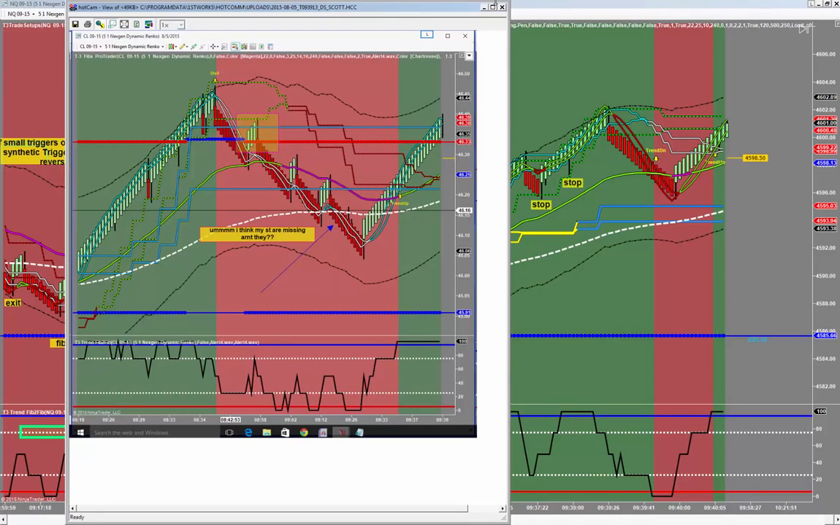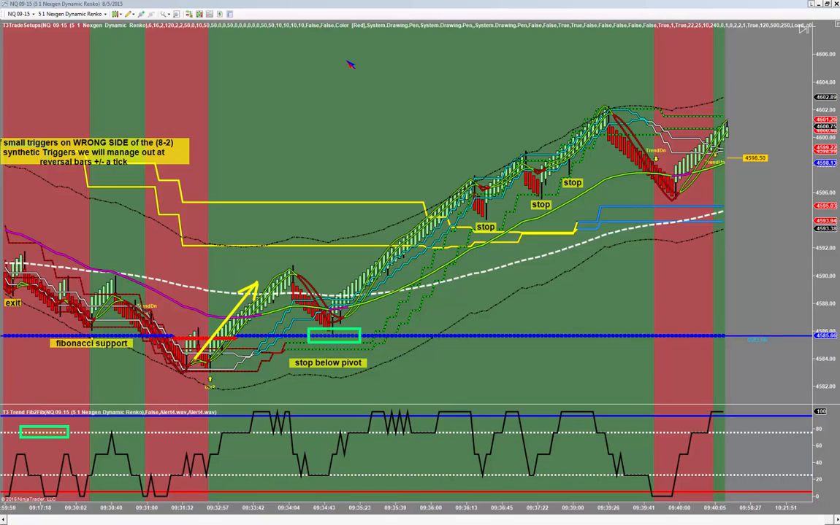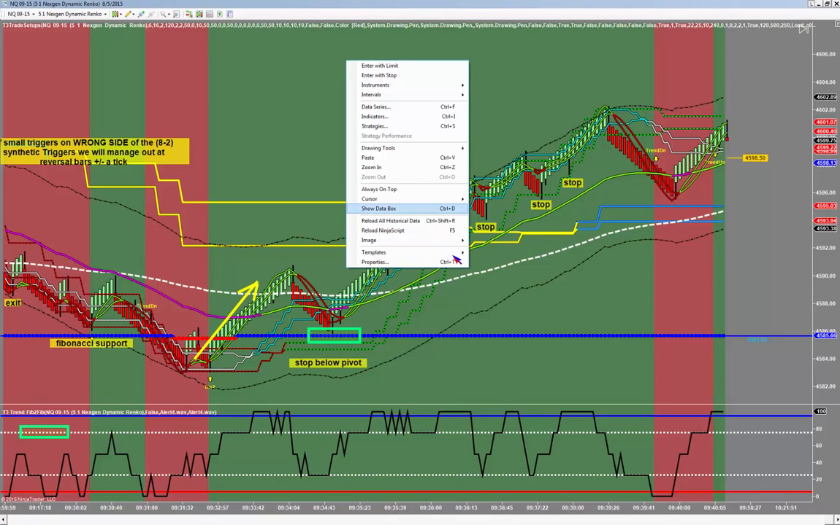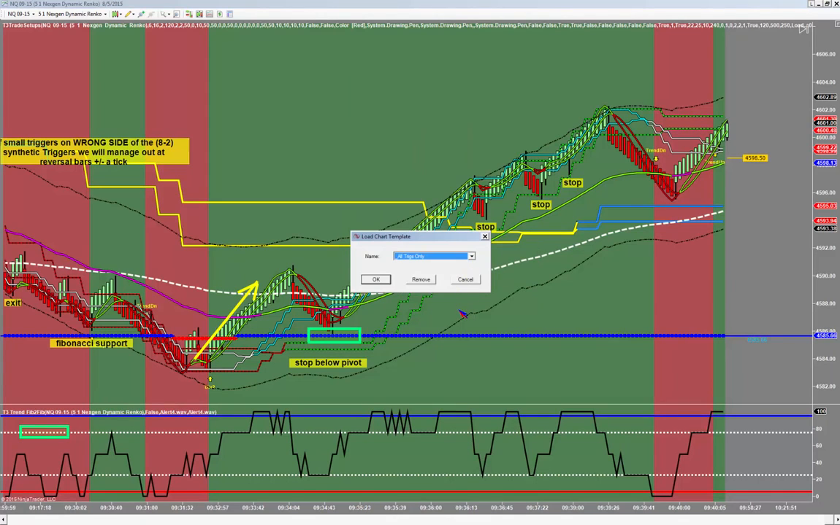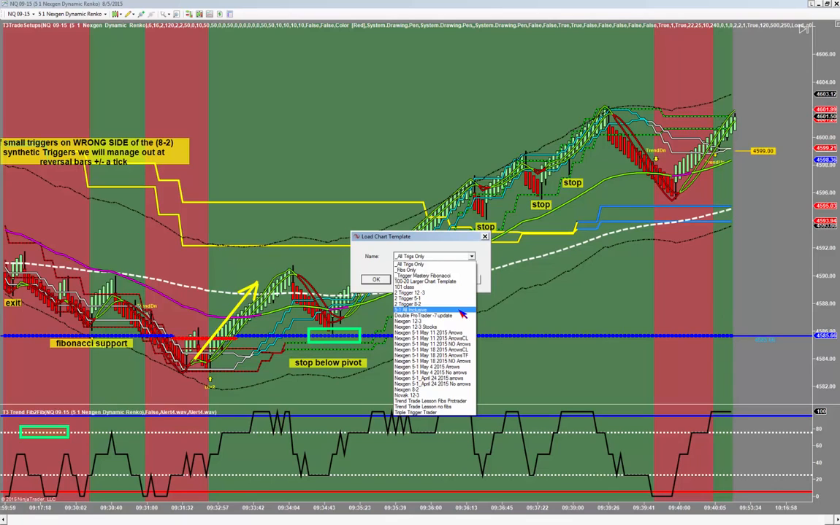Scott, if you think you're missing some trigger lines, just right click on your chart, go to templates, and then go to load. Then you can put on the 5-1 all inclusive, which is what I have running on my chart. So right click on your chart, load chart template.